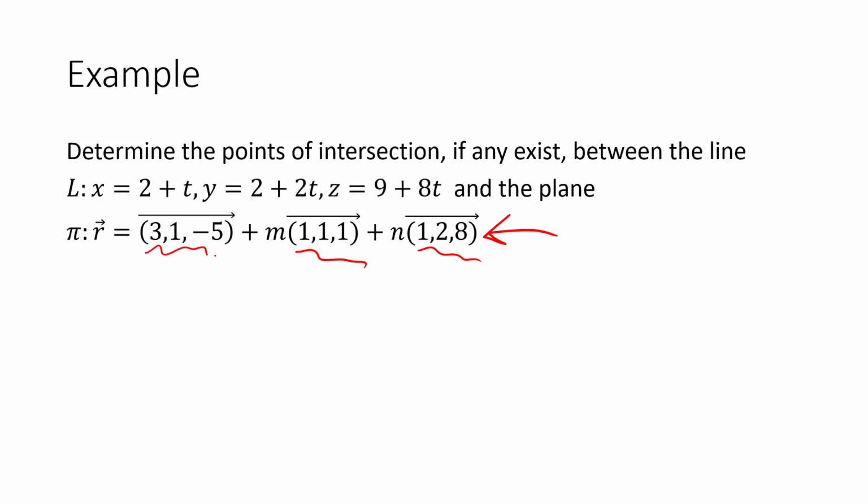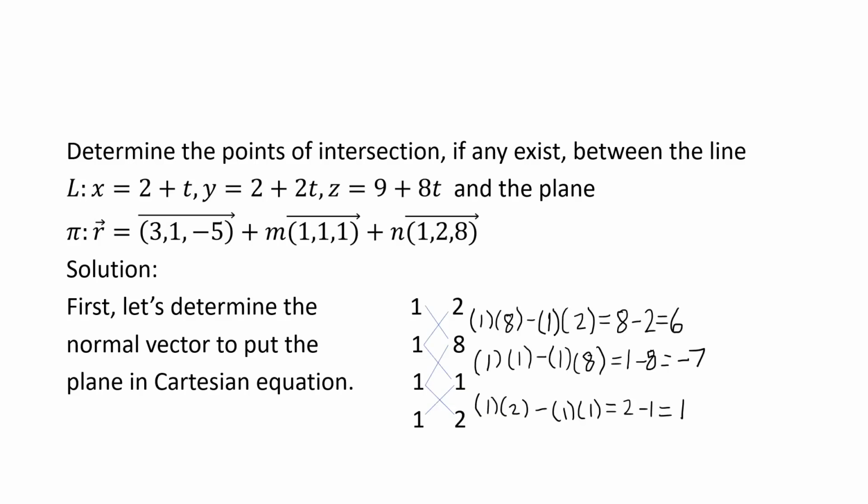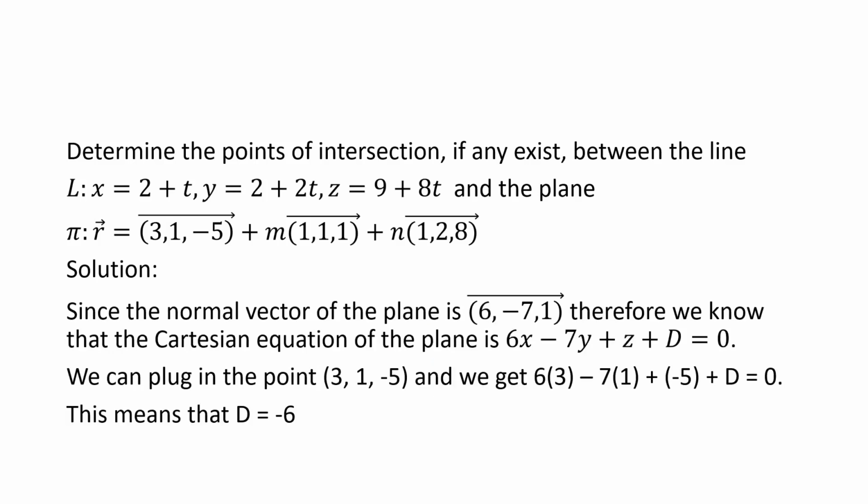We will plug in the point (3, 1, -5) and determine our d value. We'll then have a Cartesian equation of the plane, and into that Cartesian equation, we'll be able to solve these parametric expressions. And then we'll be able to solve for t. So, determining the normal vector of the plane, we simply determine the cross product of (1, 1, 1) and (1, 2, 8). And we see that that cross product is actually equal to (6, -7, 1).